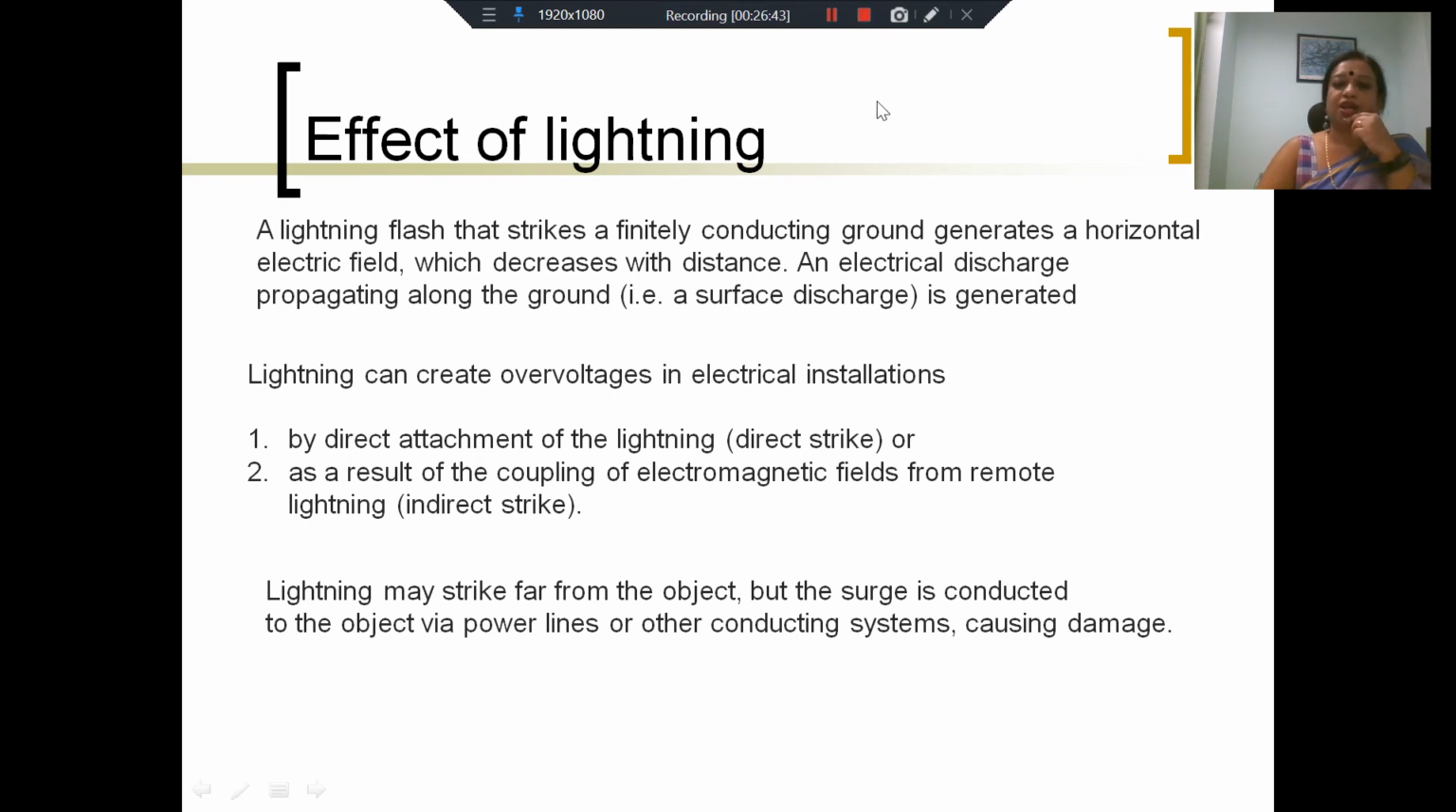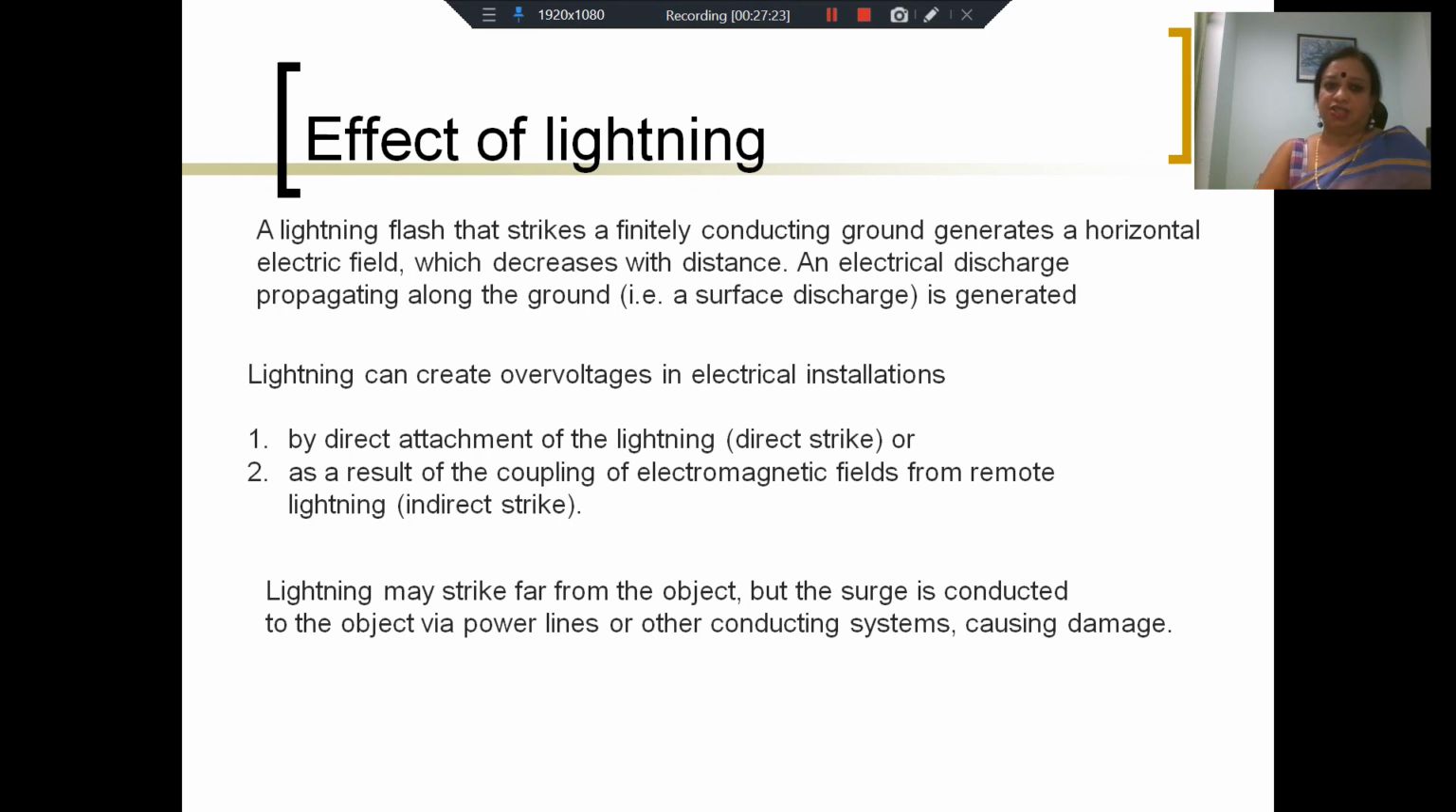Next, we will talk about the effect of lightning on power systems. Before that, we will see the same kind of thing that we see in non-electrical devices. A lightning flash, when it strikes the ground, will generate a horizontal electric field, and this horizontal electric field will decrease with distance. So sometimes you might actually see an electrical discharge propagating along the ground. This is called a surface discharge, and it can also result in fires. This is something that I already mentioned.